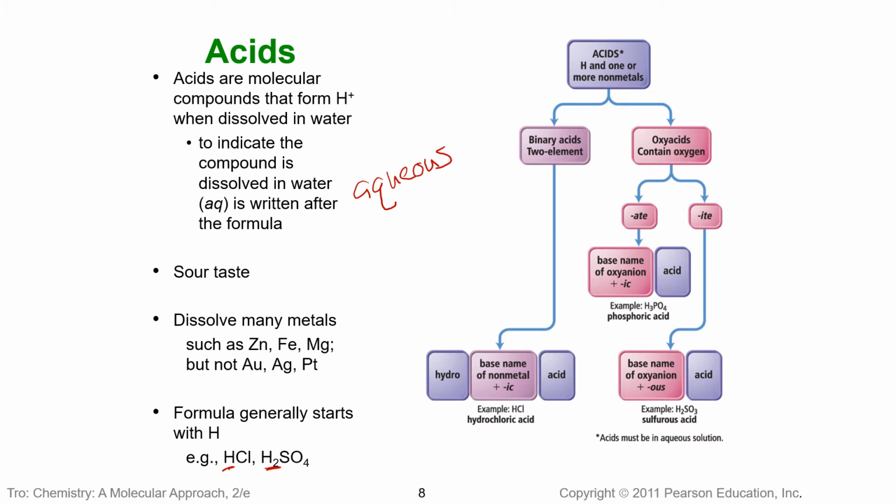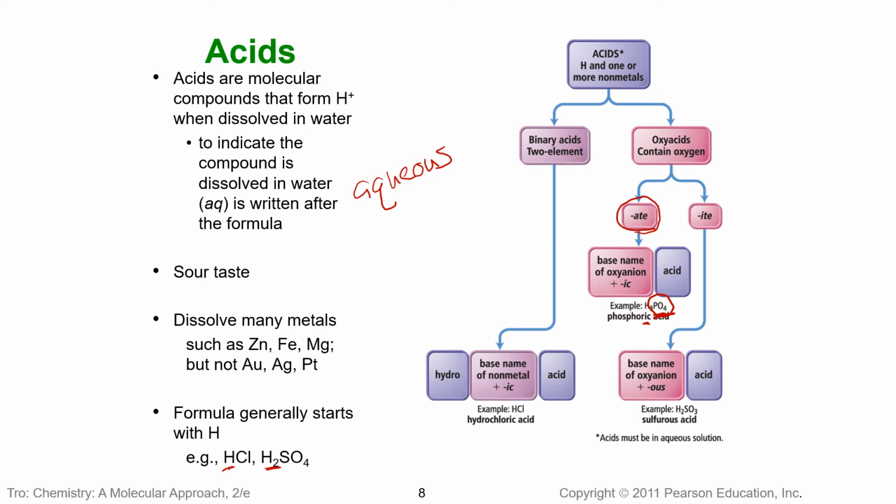So there's two different ways to name these acids depending on their structure. If they contain oxygen, they're going to have a polyatomic ion in them. If that polyatomic ion's name ends in ATE, we're going to change the ending to end in ic, and we add the word acid. So an example of this would be phosphoric acid. It is made out of phosphate, and so because it's phosphate, the ending gets changed to ic. So phosphate becomes phosphoric acid.